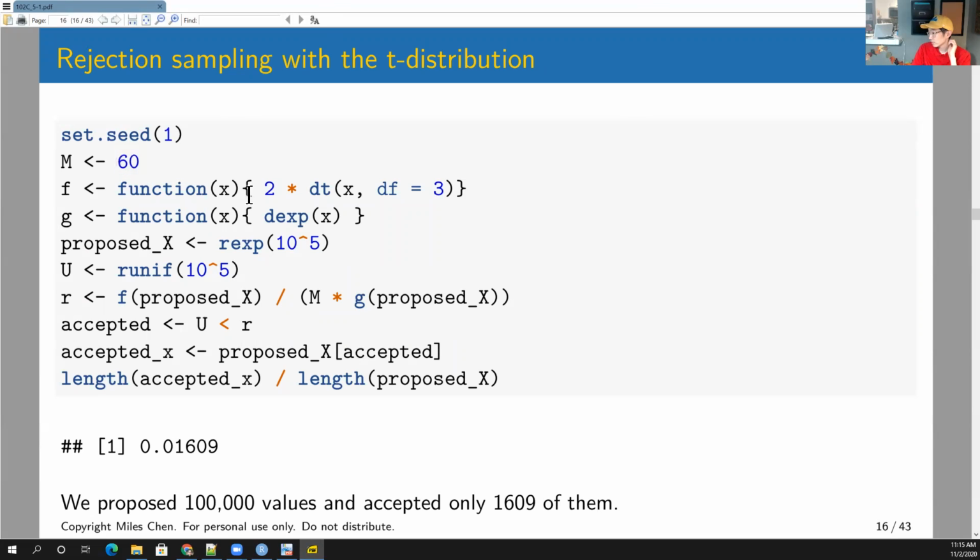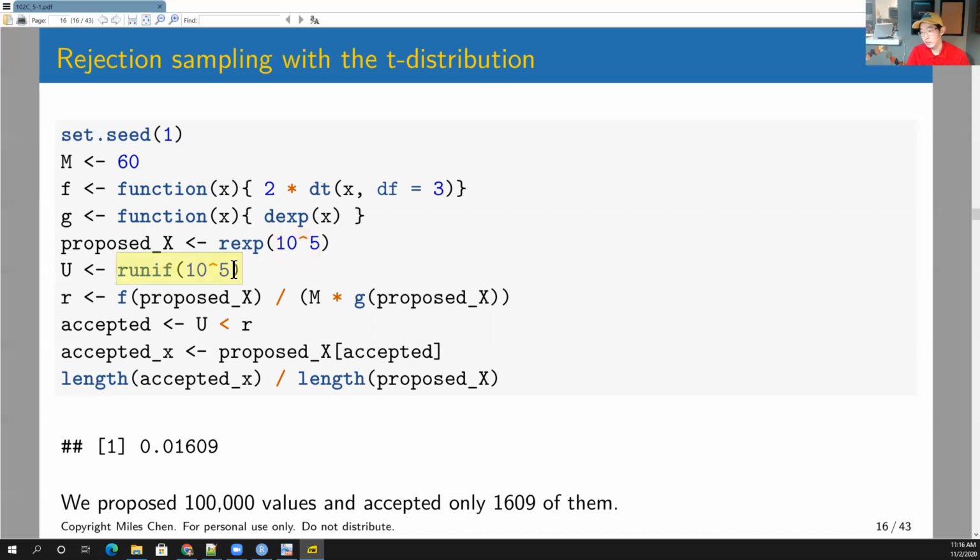M is 60, f of x is 2 times, because it's the folded t distribution, so I'm taking the t density with 3 degrees of freedom. I'm folding it in half, so it's going to be twice as tall. So f of x is that. G of x is the exponential distribution. I'm going to propose values using random exponential. I'm going to propose 100,000 of these values. And then whether we accept a value or not depends on u.